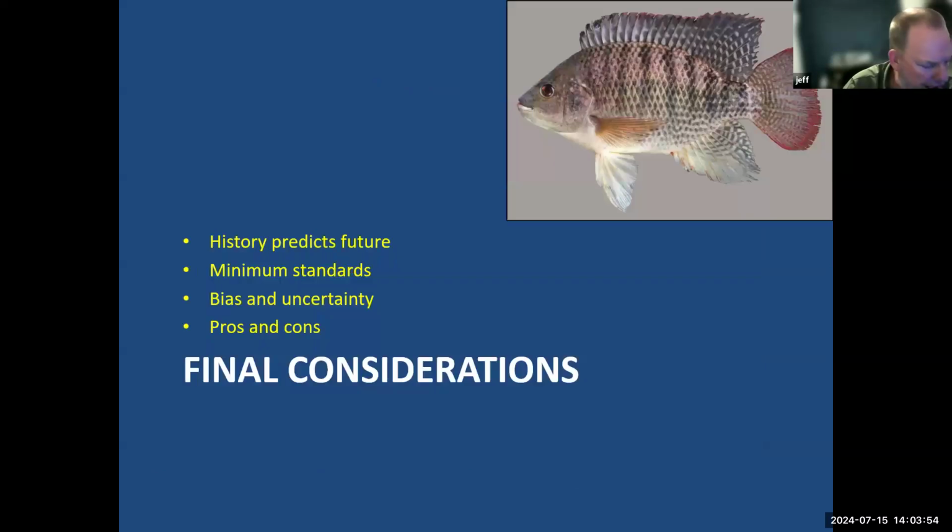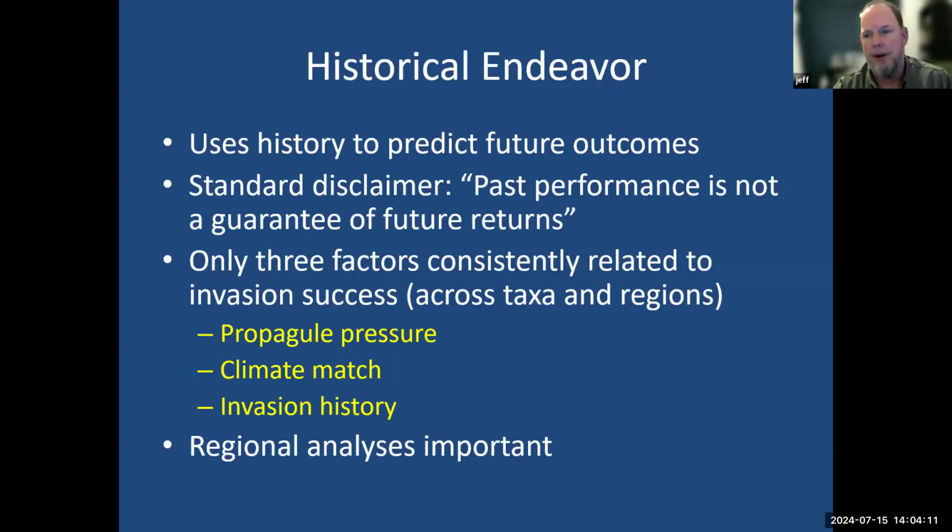All right, so final considerations. I'll wrap up here. History, minimum standards, all these different things are types of elements that you should know about as a manager or user of these, or as an assessor, someone doing these particular assessments. This is historic. So we use the history to predict the future in risk analysis. And we do the same thing if it's insurance or if it's invasive species. If you were a financial planner, you'd say past performance is not a guarantee of future returns. As a risk assessor, I say past performance is not a guarantee of future returns either.